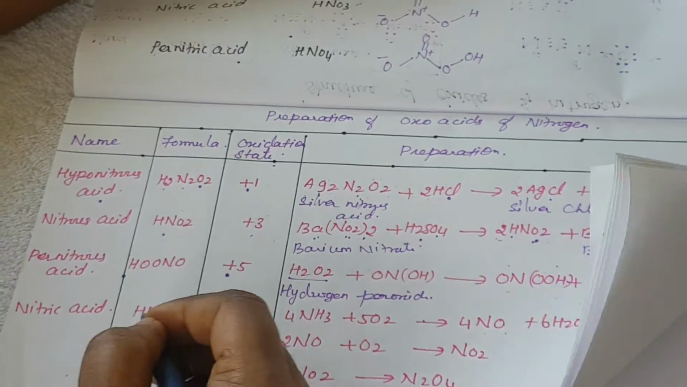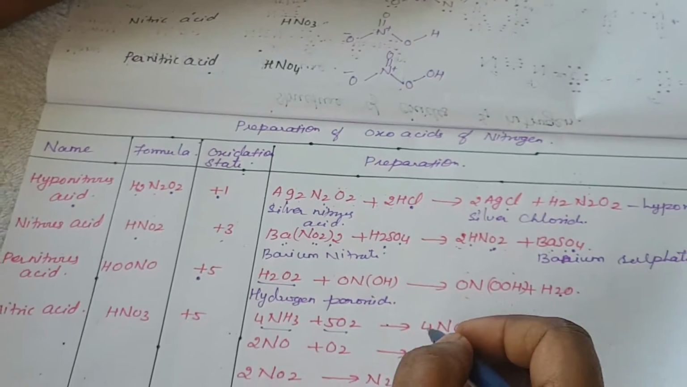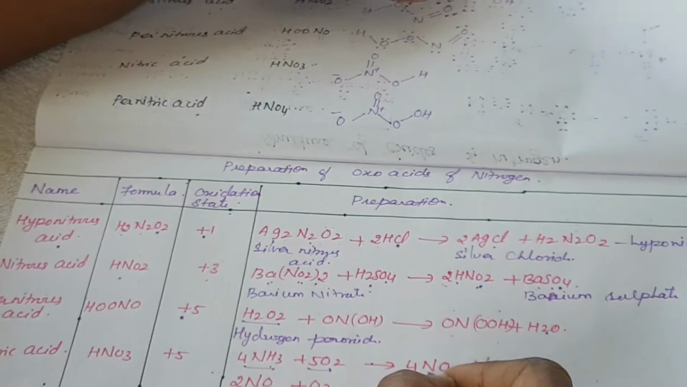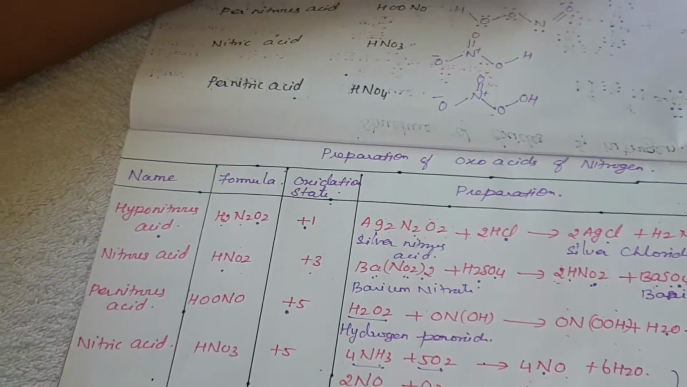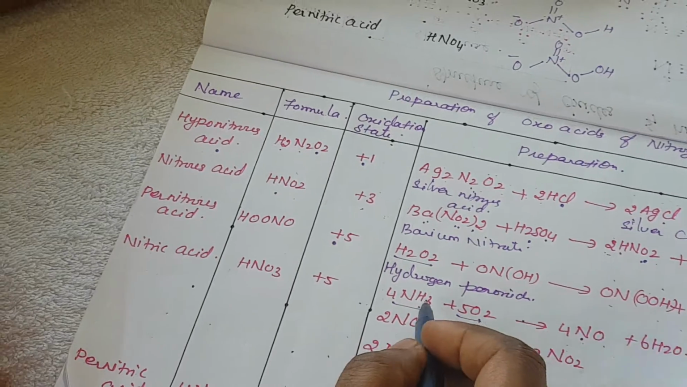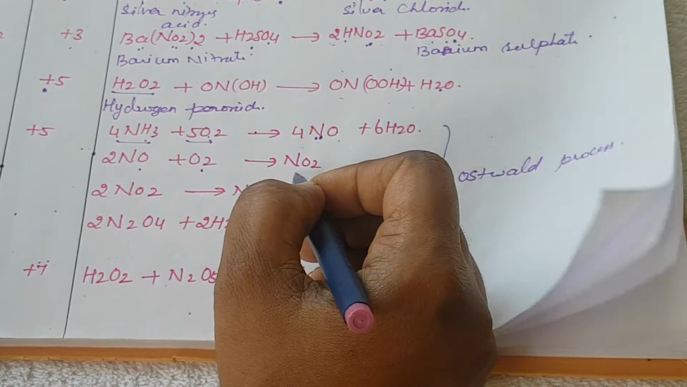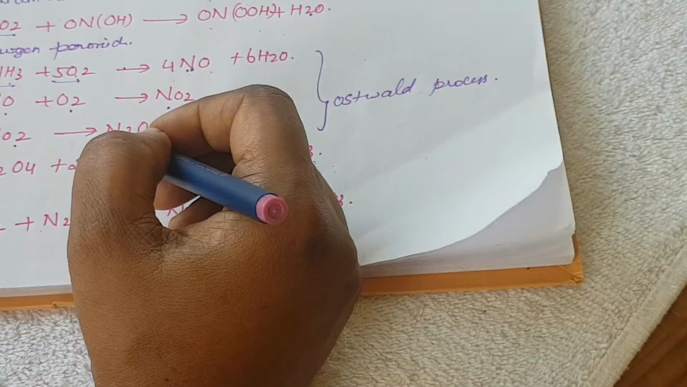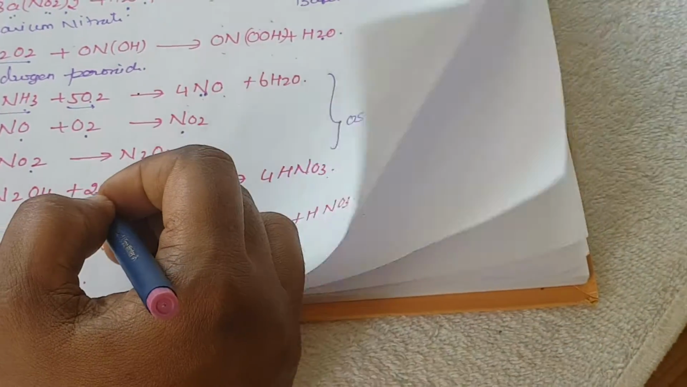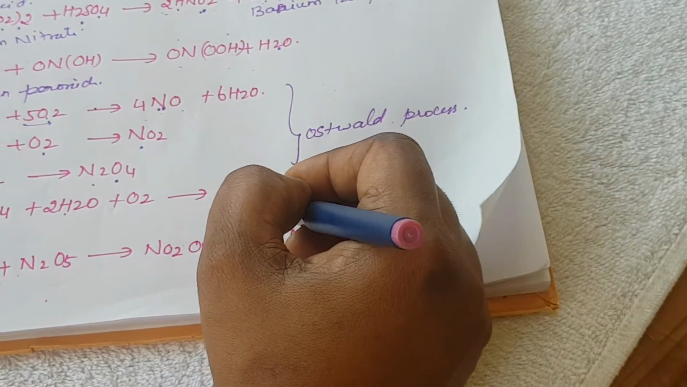Then again, nitric acid. Ammonia plus O2 giving this. This is the Ostwald process, right? Ammonia reacts with oxygen to give NO. This is called the Ostwald process. Previously we studied that, that is nitric acid. Ammonia and oxygen give nitric oxide. Nitric oxide plus oxygen gives NO2. NO2 gives N2O4. Again N2O4 plus H2O plus O2 gives HNO3. This is the nitric acid, the preparation of nitric acid.